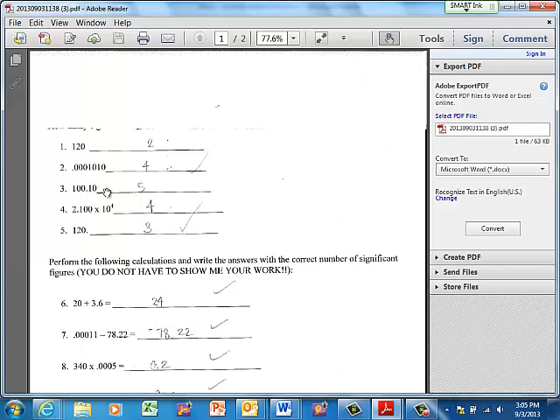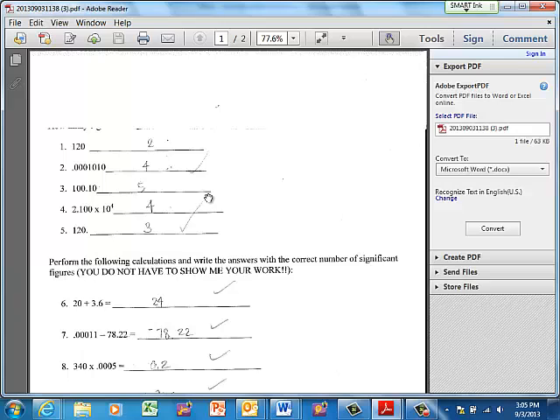The 0 at the end is to the right of the decimal place and after a number, so it also counts. Number 4 would have been 4. Even though it's in scientific notation, these zeros are to the right of the decimal place and after a number, so it's also 4. And then for number 5, it should be 3 because of that decimal place as well.